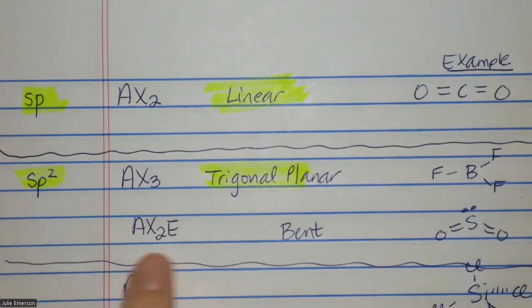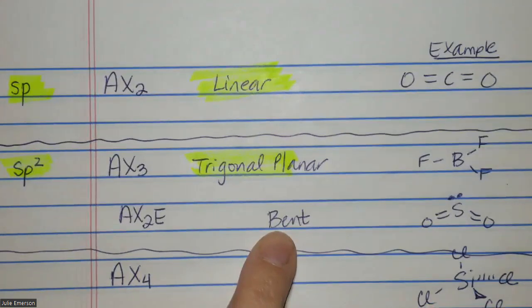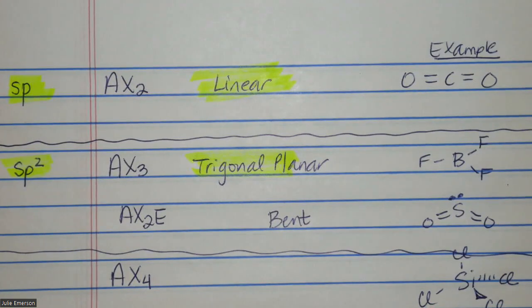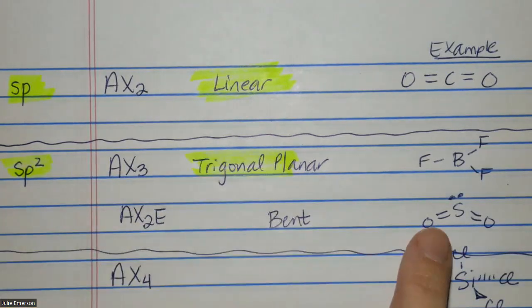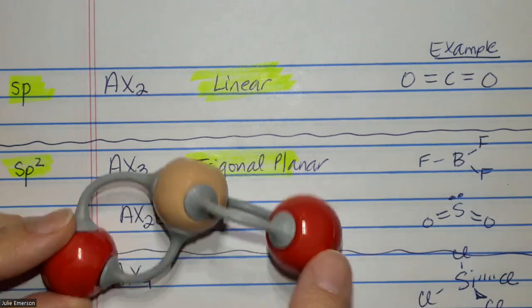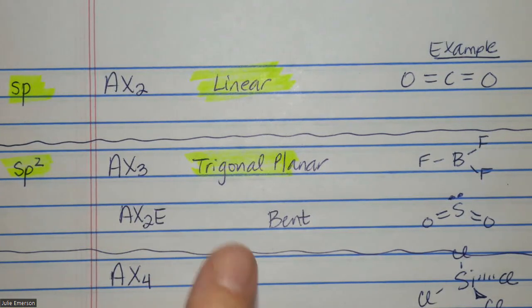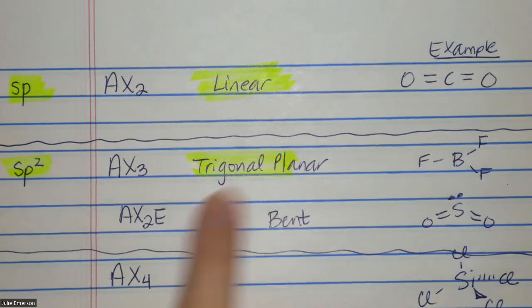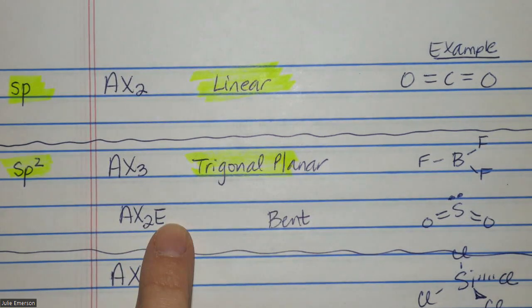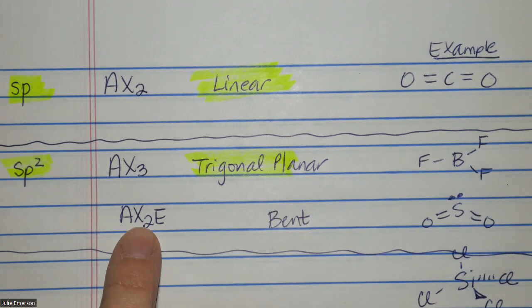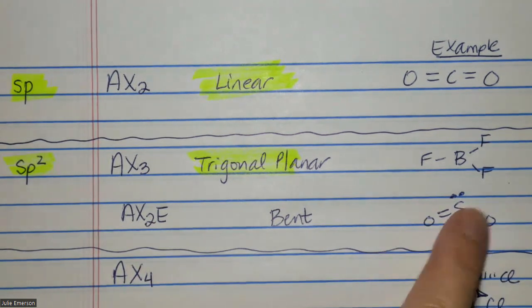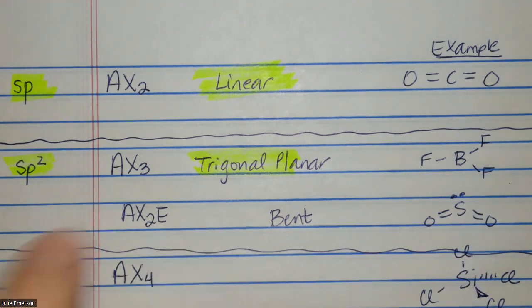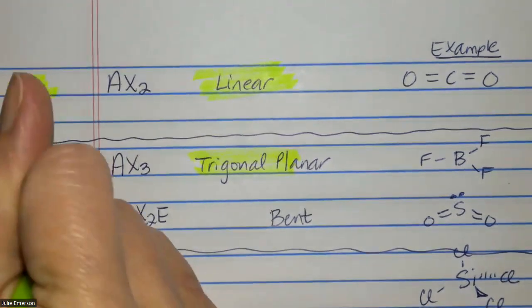Now if I have AX2E, which is bent, which was that SO2 molecule we saw earlier, that's 2 bonding sites and a lone pair up here. So all we see is bent, but the electron group geometry is still trigonal planar. There's still a total of 3 orbitals we need. We have 2 bonding sites plus a lone pair. Now, granted, these are double bonds, but that doesn't matter. You've got 2 plus 1, so a total of 3. It's going to be sp2.